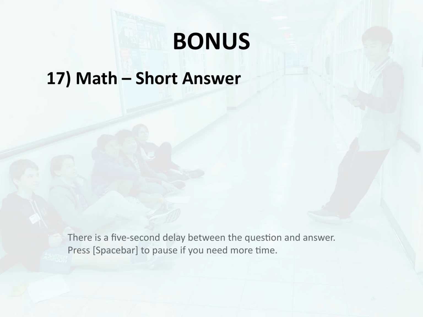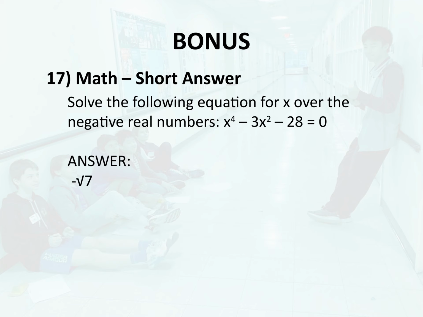Bonus 17. Math, short answer. Solve the following equation for x over the negative real numbers: x to the fourth power minus 3x squared minus 28 equals 0. Answer: negative the square root of 7.